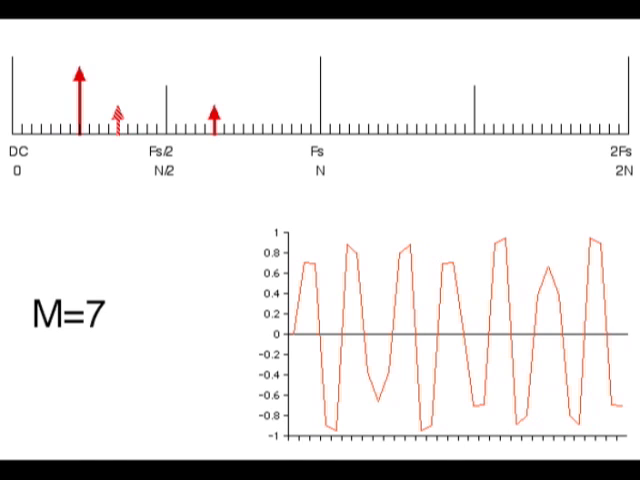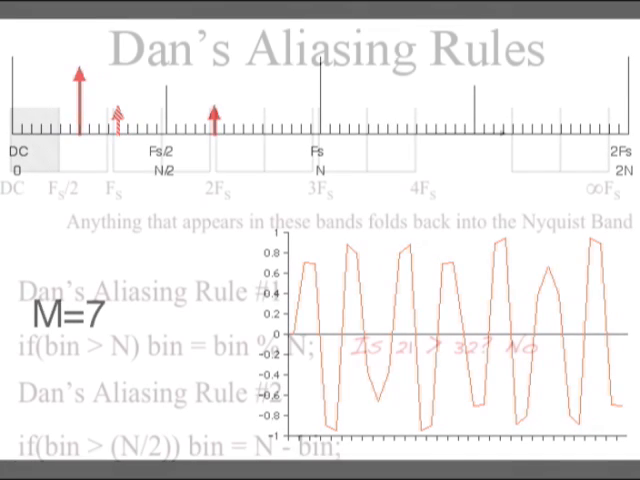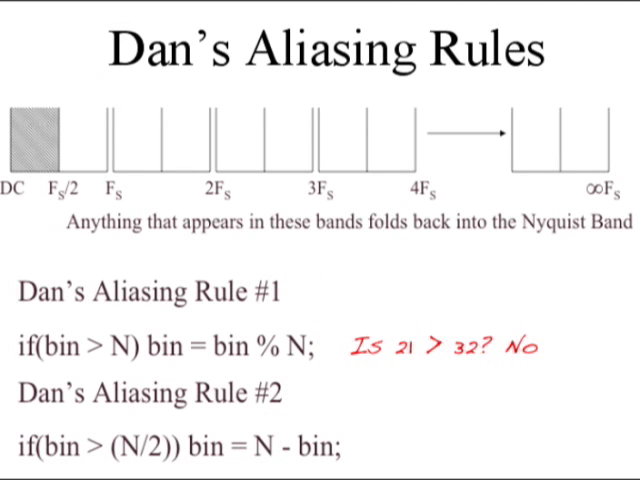Okay, let's see what happens when we push m up to 7. So the fundamental is in bin 7. That means the third harmonic is in 7 times 3, or 21. But again, 21 is not in the Nyquist band. And you can see the alias, but what bin is it in? So back to Dan's aliasing rules.